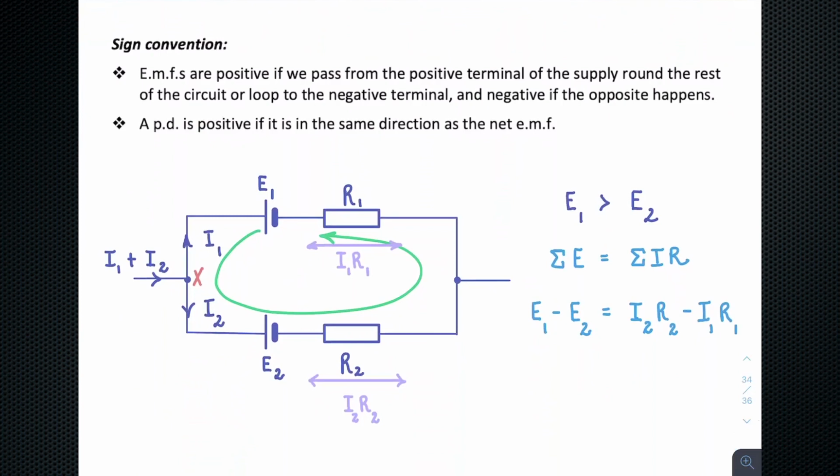Now, the EMFs will be positive if we pass from the positive terminal of the supply around the rest of the loop to the negative. On the other hand, EMFs will be negative if they occur the other way around. With regards to PDs, these will be positive if the current direction through that component matches the way we're going around the loop. Obviously, PDs will be negative if the current direction is opposite to the flow around the loop.